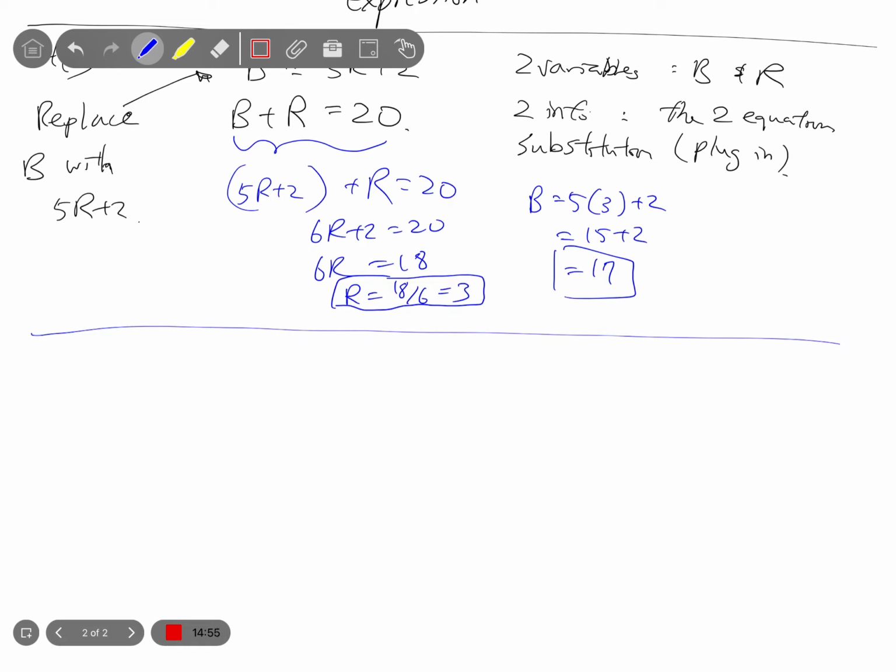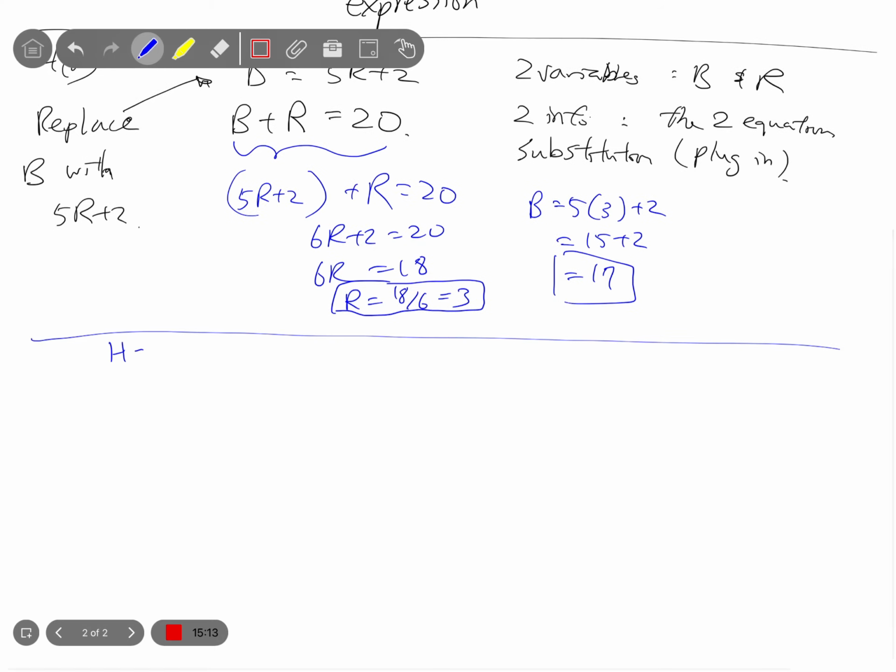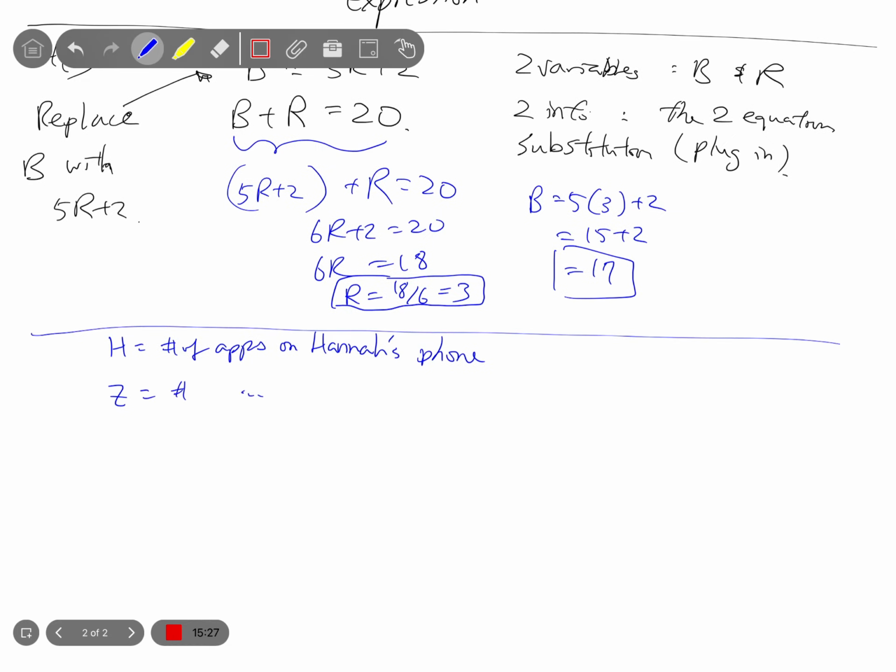Okay. Now, second part, Zeke has 15 fewer apps on his phone than Hannah. If the total number of apps on both phones is 29, how many apps on each phone? So again, in this case, the question is asking for the number of apps for Hannah and Zeke. So let's make our label. H is number of apps on Hannah's phone. And that means Z is going to be the same thing except for Zeke.